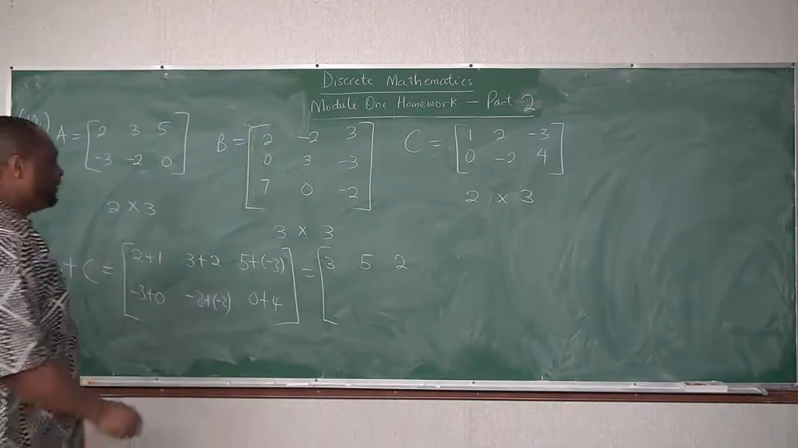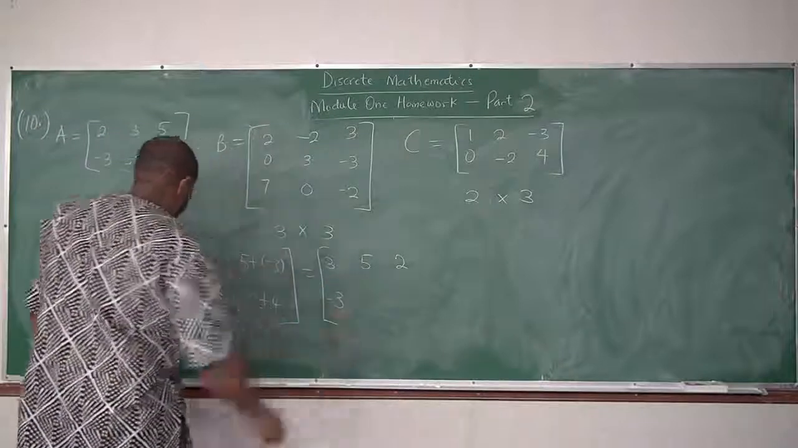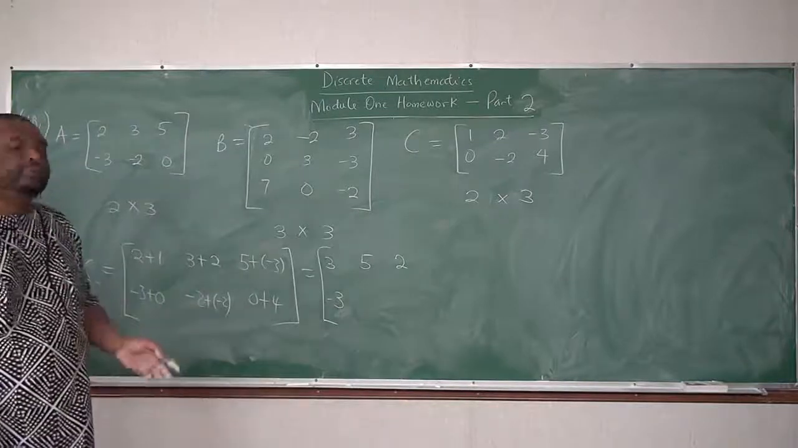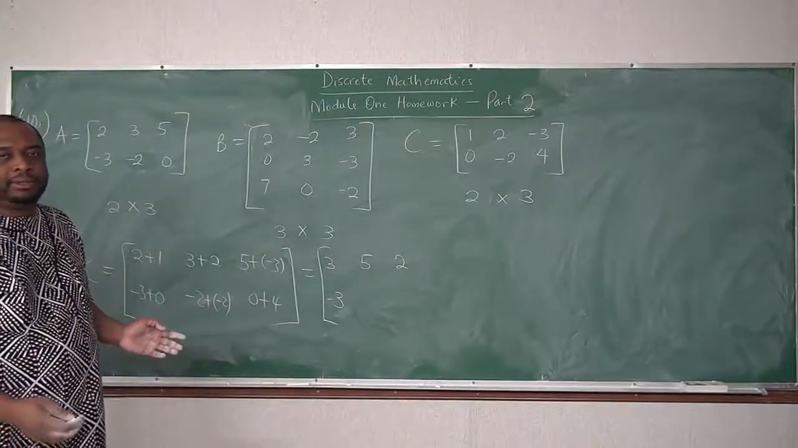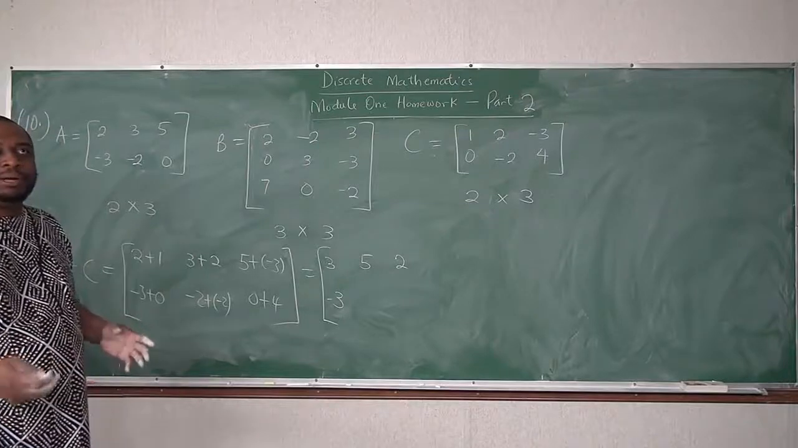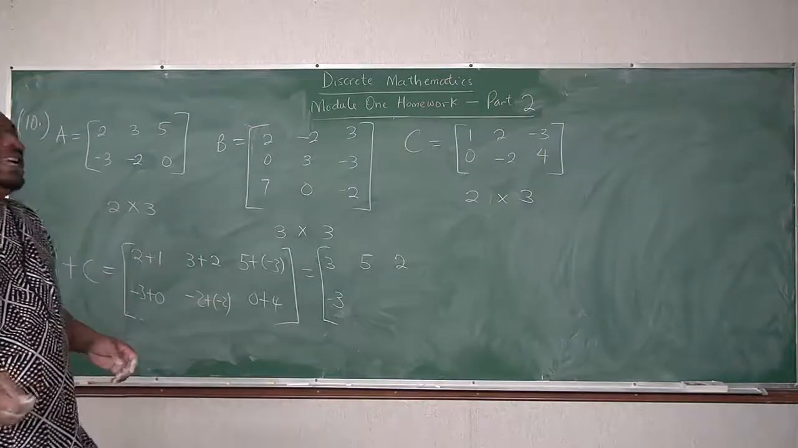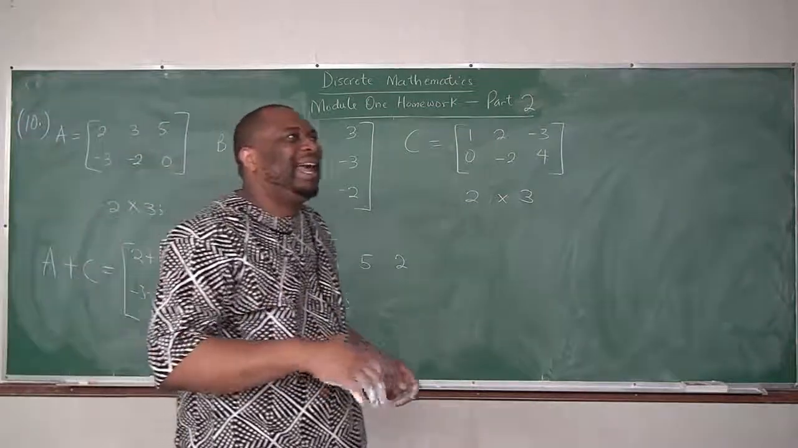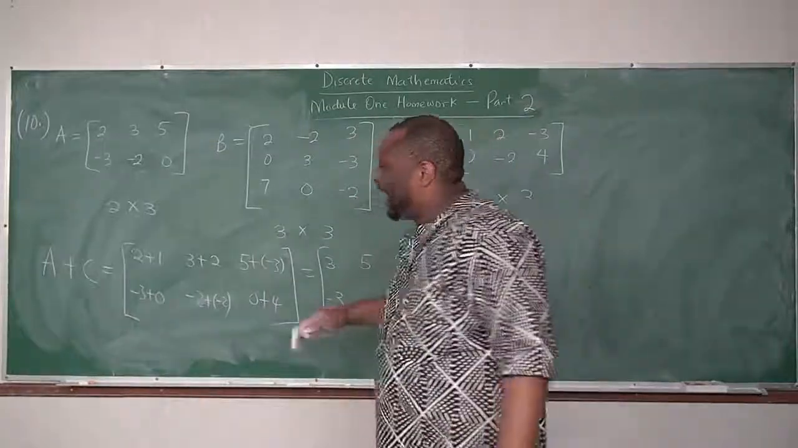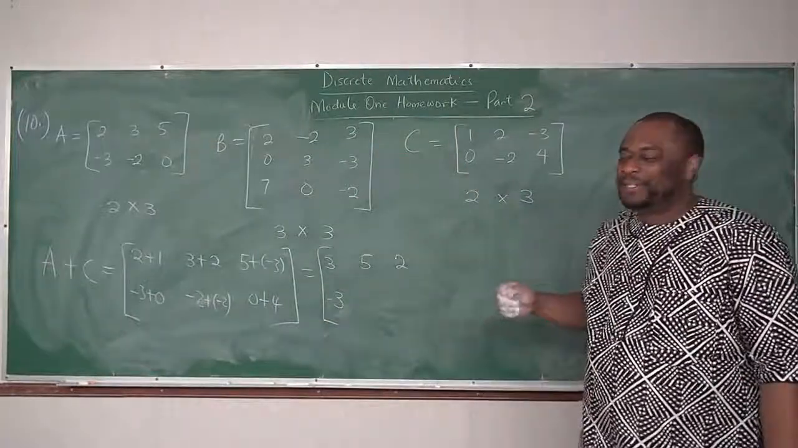Minus 3 plus 0 is minus 3. Minus 2 plus minus 2. Plus minus. When you love to hate someone, that means you hate the person. If we don't use hate, like and dislike, when you like to dislike someone, that means you dislike the person.